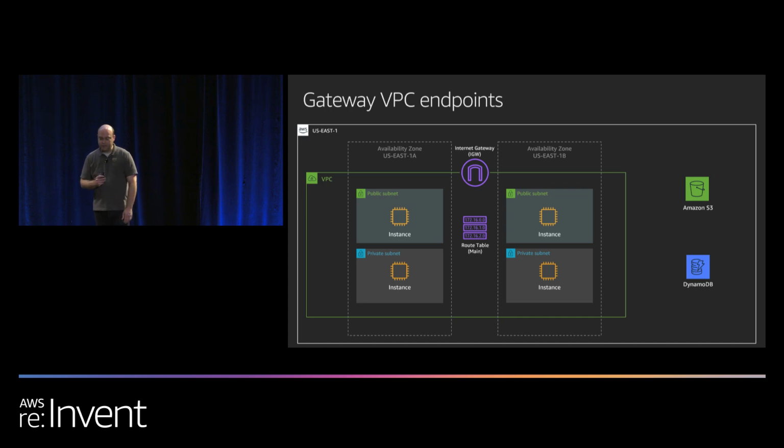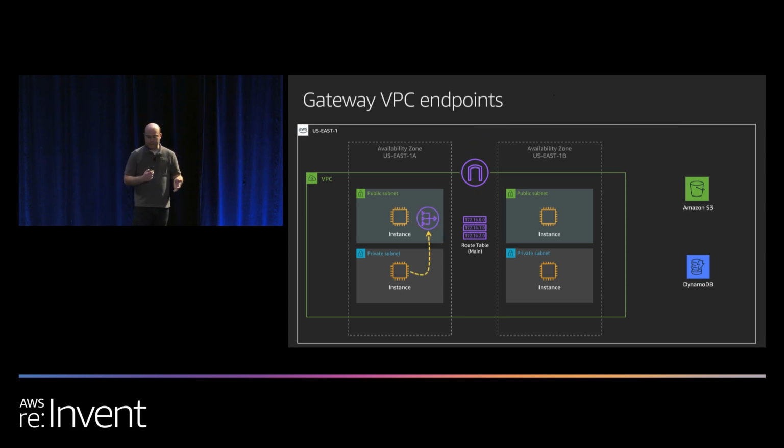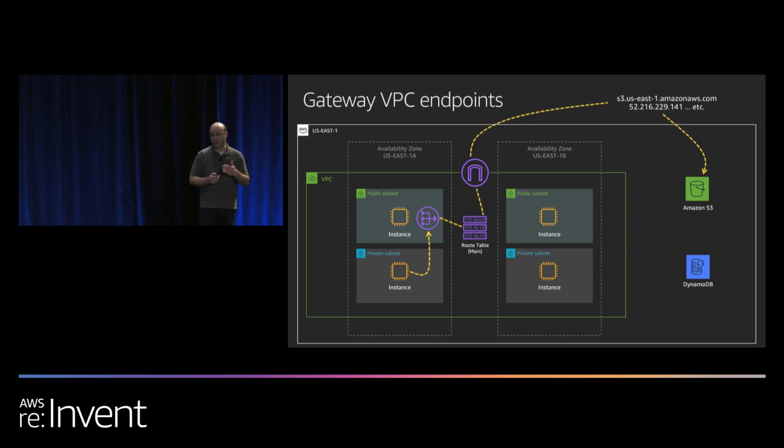So let's take a look at an example of a gateway VPC endpoint. The instance on the top left in the public subnet wants to access S3. So it's going to make a DNS resolution request for the FQDN, S3, US East 1, and get back a public IP address. Because it's in a public subnet, it has a route to an internet gateway. Packets go out and onwards to S3. That works. But I also have instances in my private subnet. They also need to get to S3. How does that work? Well, as we talked about before, they can use a NAT Gateway, and the NAT Gateway will provide a path through the internet gateway onwards to S3, again using the public IP address.